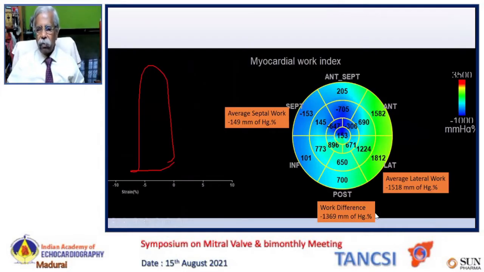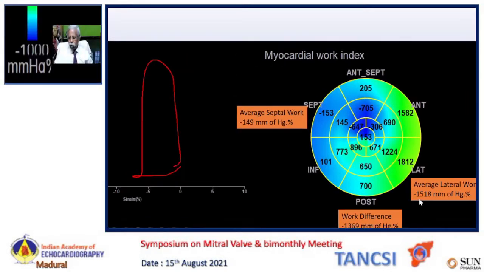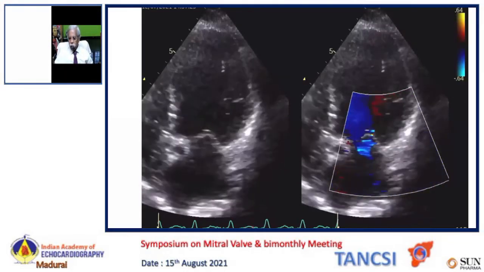This is our case, where the average septal work is minus 149 millimeters of mercury percent, whereas the average lateral work is minus 1,518 millimeters of mercury percent. The work difference is minus 11369 millimeters of mercury percent. This indicates that the patient has a very good chance of recovery with CRT.